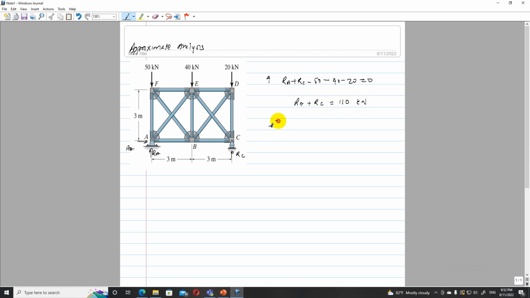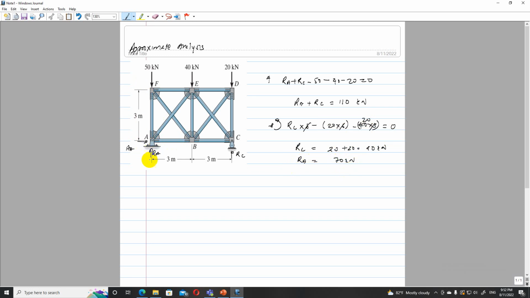If you take moment about A, RC into 6 minus 20 into 6 minus 40 into 3, and due to 50 there won't be any moment because it is acting through the point of rotation, so it is 0. So RC is 20 plus 20, 40 kilonewton, and RA is 70 kilonewton.